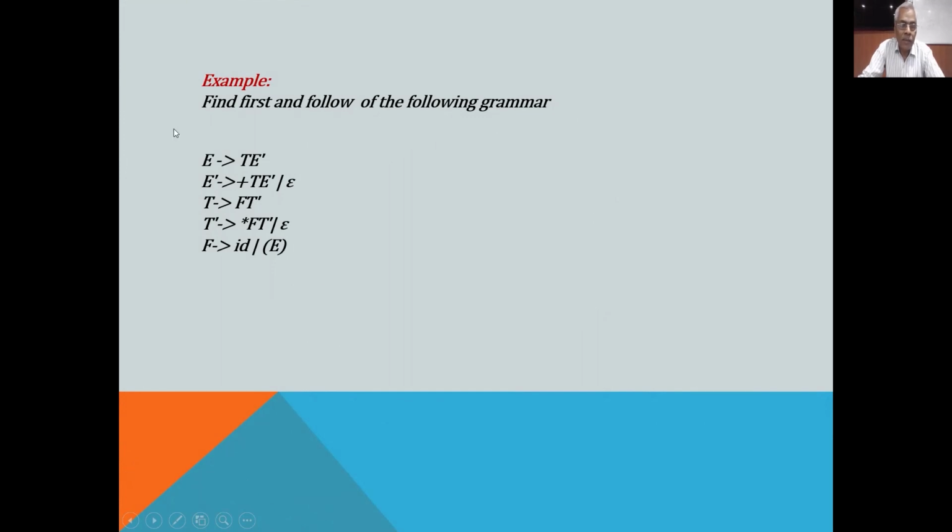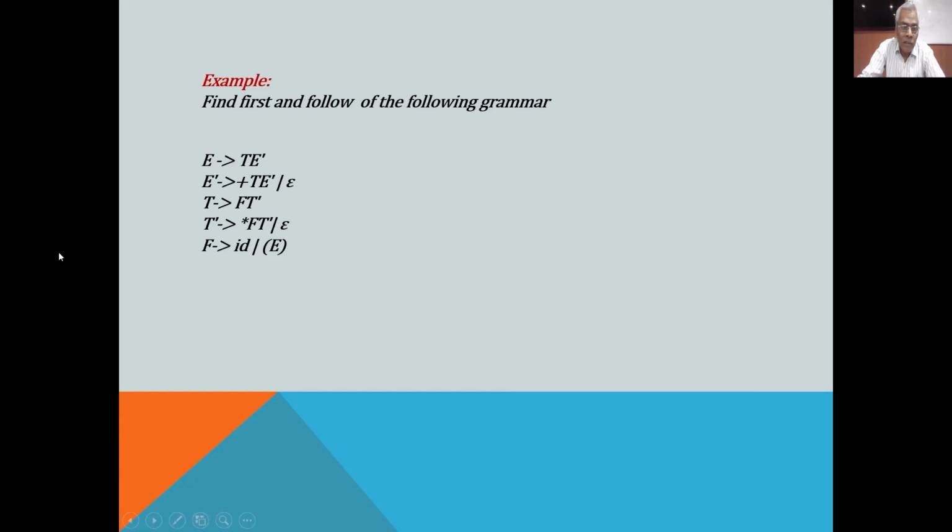Let us take one example to demonstrate first and follow. Find the first and follow of the following grammar. This grammar will be given to you, and we have to find the first and follow of each non-terminal. In any production, there are two different symbols. First is called the terminal symbol, and the second one is called the non-terminal symbol.